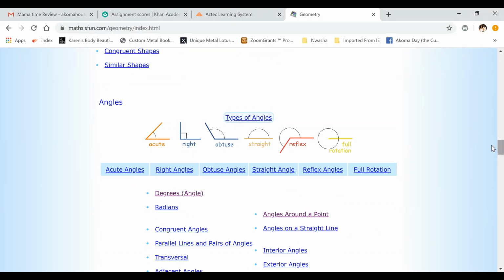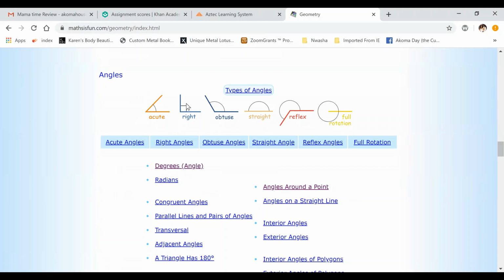So today's assignment is just going to be to go over acute, right, obtuse, straight, reflex, and full rotation. We talked about this on the first day that we came to this section, where acute is less than 90, right angles are 90, obtuse is bigger than 90. Typically when you're labeling the angle, it's the inside in between these two lines. So the straight line is the 180 degrees, like we said.